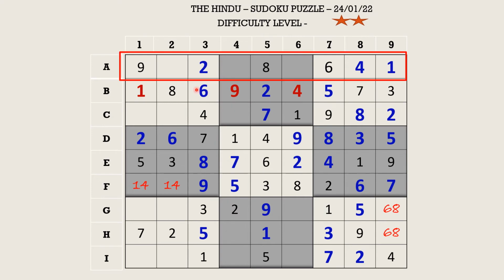Let's try to fill row A. The missing numbers are 7, 3 and 5. There is a 7 in C row which blocks these 2 cells. So A2 takes 7. Now the missing numbers are 3 and 5. There is a 5 blocking here. So A6 takes 5 and A4 takes 3. In the second block, the only missing number is 6.